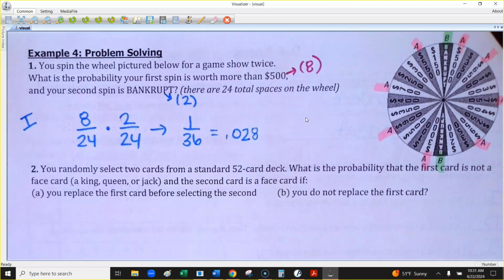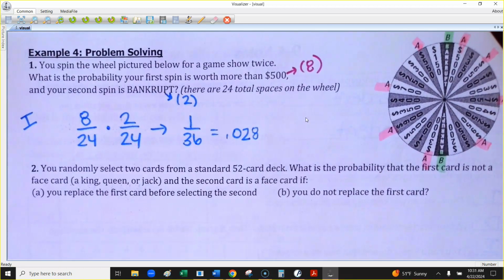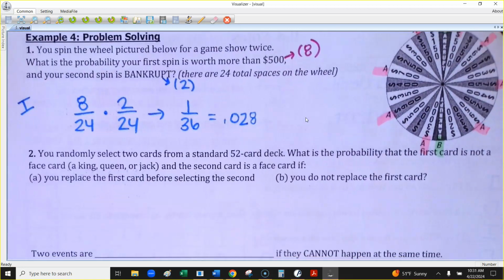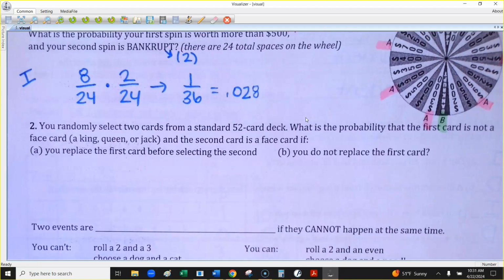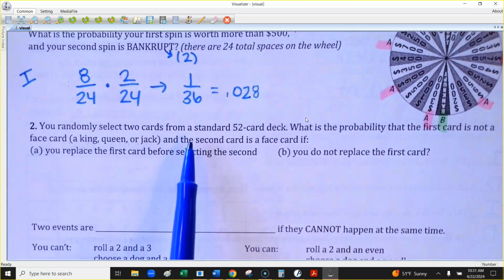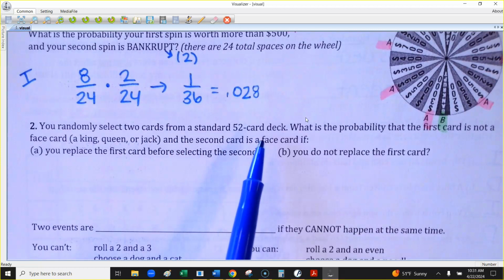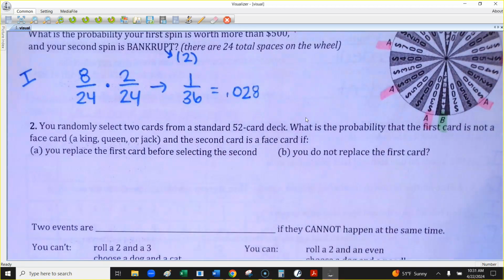All right, now, I don't know how well you guys know stuff about cards, so this might take us a second to figure out if you don't know them very well. So this says you randomly select 2 cards from a standard 52 card deck. What's the probability the first card is not a face card? So a face card is a king, queen, or jack. So not a face card would be ace, 2, 3, 4, 5, 6, 7, 8, 9. And then the second card is a face card.